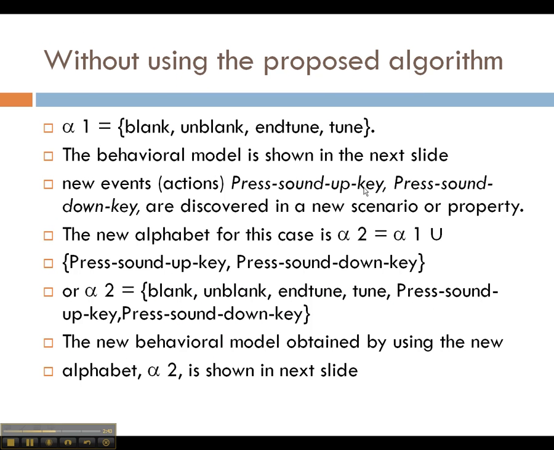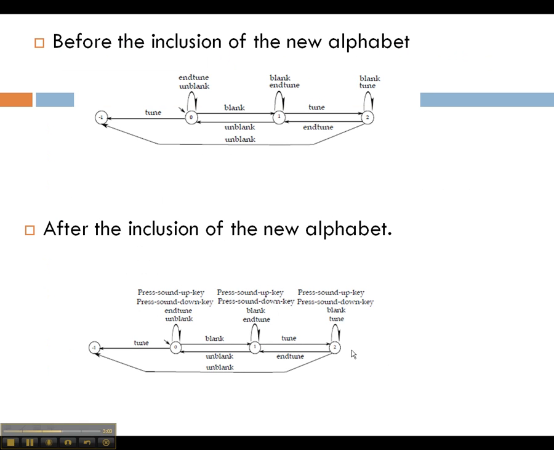Now, suppose that we have two actions, sound up and sound down. Then the new alphabet alpha 2 is the same as alpha 1 plus sound up and sound down. Now alpha 1 and alpha 2 are alternative alphabets. The behavior model after the inclusion of the new alphabet is this one. The relation between these two models is that they have no relation: we create this from scratch and create this from scratch.